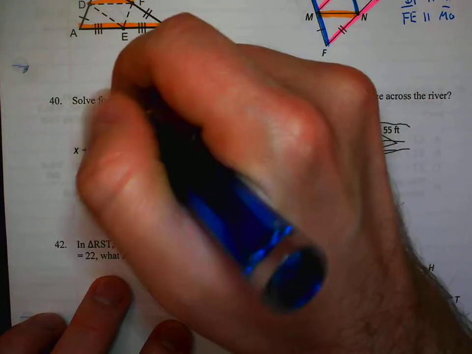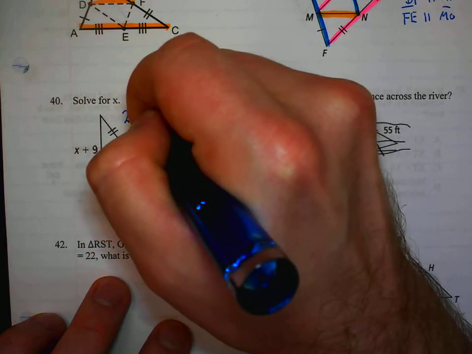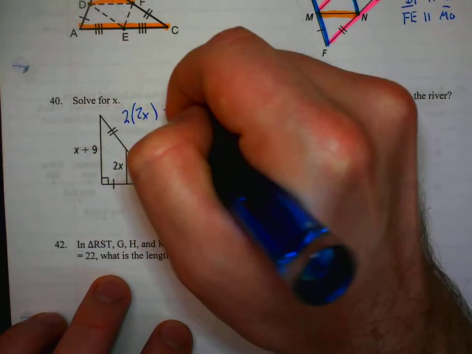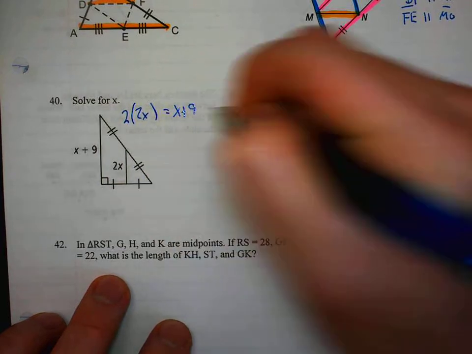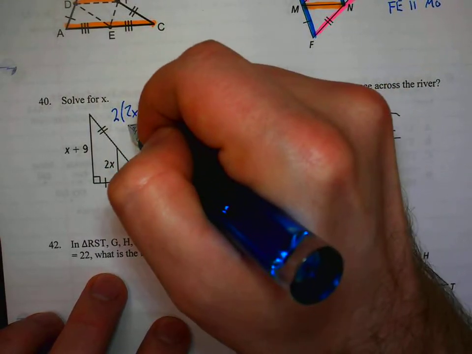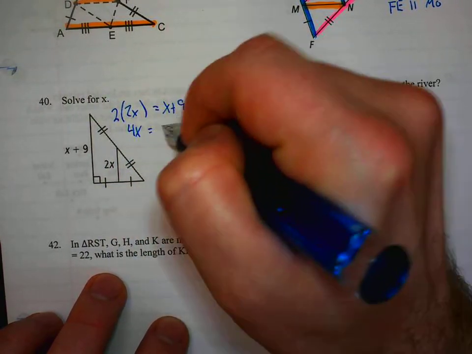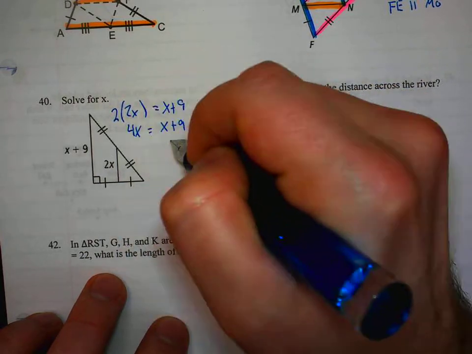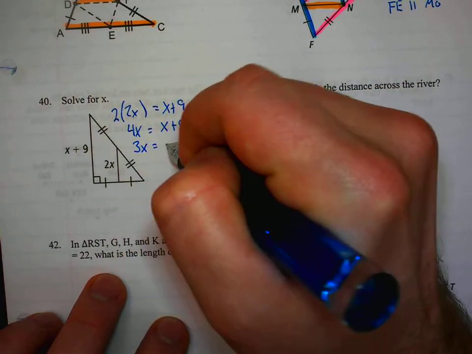So that'll give me the equation 2, so I'm doubling, 2 times 2x equals x plus 9. So 2 times 2x would be 4x. Subtract x from both sides. That'll give us 3x equals 9, and then divide by 3.